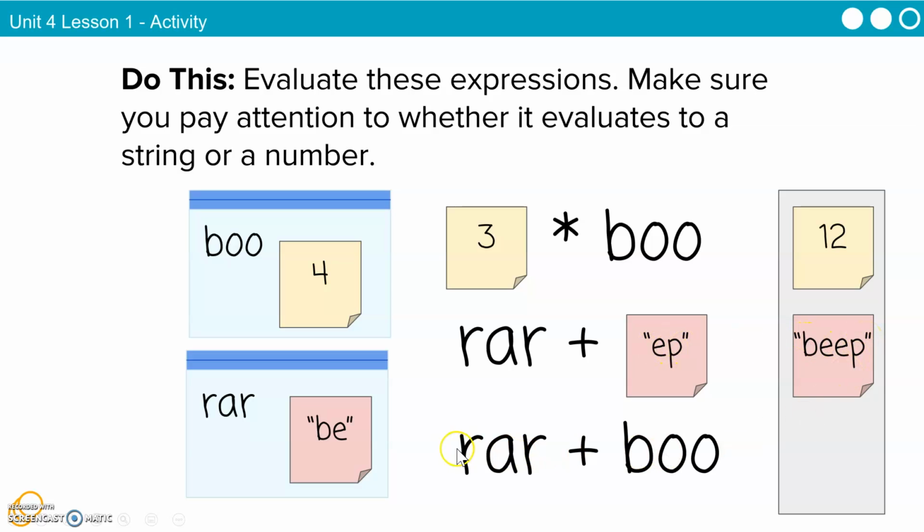Let's try this last one. What happens when we take the variable rar and add boo to it? What's that going to give us? If you came up with B4, great job. You are starting to get the hang of this. If you didn't, don't worry. You can have more opportunities to figure this out as we go.